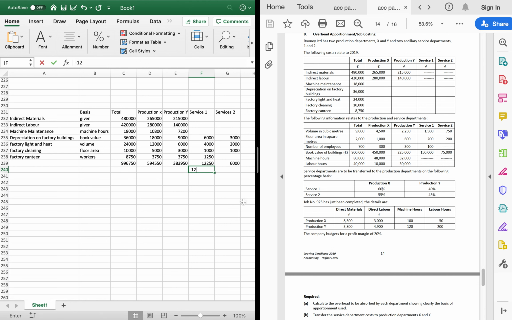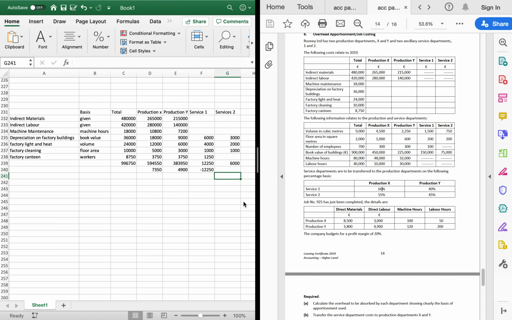So we're going to take that 12,250 away and we're going to put 60% of it into X, which is 7,350, and we're going to put the 40% into Y. So that's 4,900. So now 7,350 plus 4,900 minus 12,250 is 0. So it's not adding to the overall cost of the business. So this will still be 996,750.